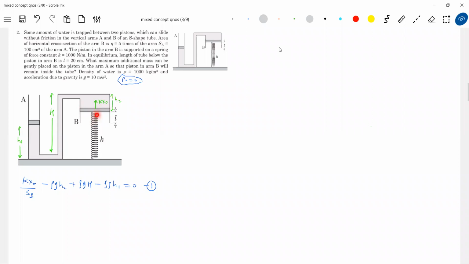The spring force is acting on the piston, no? And the piston will exert force on the liquid. So Kx naught by area of cross-section of the piston will be the gauge pressure due to the spring force. If I move inside the liquid, minus rho GH by 2 plus rho GH minus rho GH1. I neglected P naught; if you want to take P naught, it will get eliminated. Again, a lot of confusion, so that's why I neglected it. The pistons are massless. If the piston had a mass, then mg by SA, area of cross-section of that. So that's the one equation, keep it here.